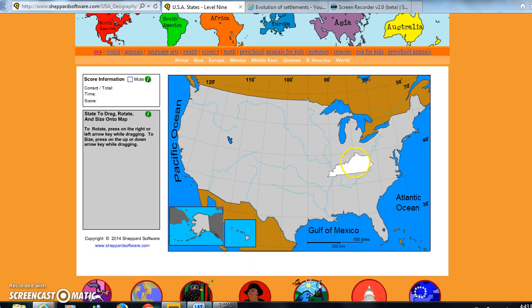The reason I'm having you do this is two things. One, just to give you a little review of where every state is, without having the map labeled or the outline of each state to put them in.